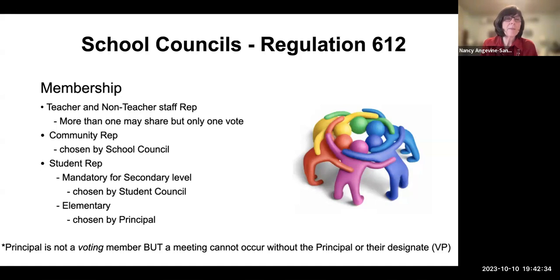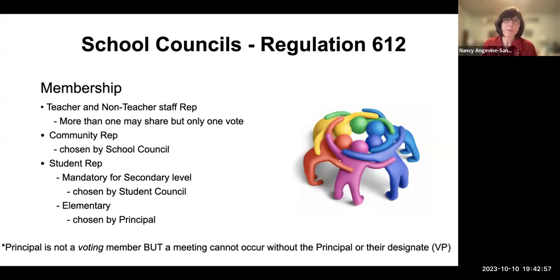The other member is a student rep. At the secondary level, it's mandatory that you have a student rep, and their student council would choose the representative. At the elementary, middle school level, it is optional whether you will have a student rep. And if you do, that student rep is chosen by the principal.